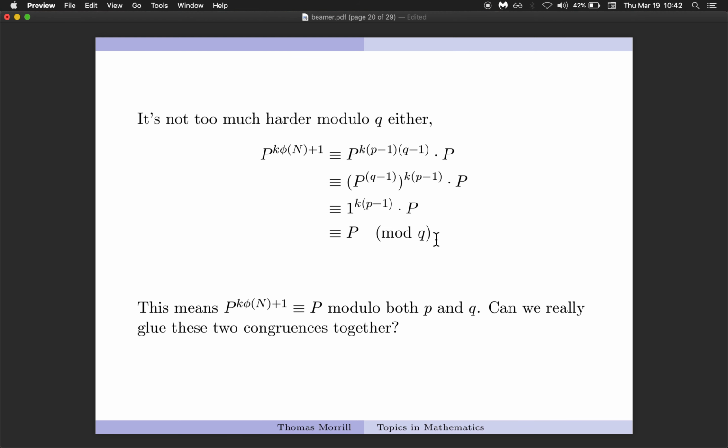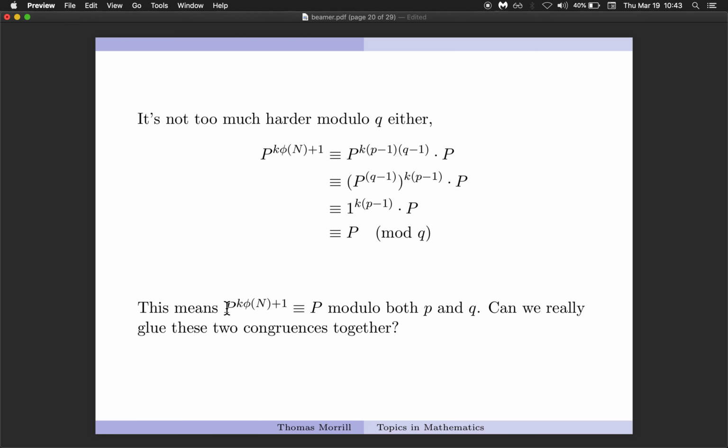q is a prime number, so phi of q is q take 1. The plaintext, capital P, is relatively prime to q. So capital P to the power q take 1 is just 1. That, again, is our theorem on Euler's phi function. So I now have 1 to some power times P. Well, 1 to any power is just 1. And I get back to P modulo q. So that's almost what I want.